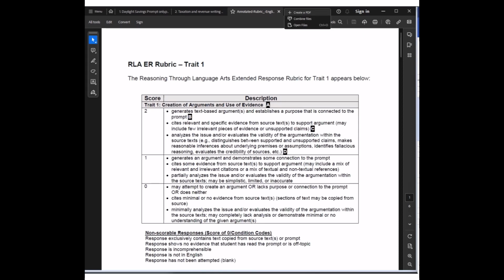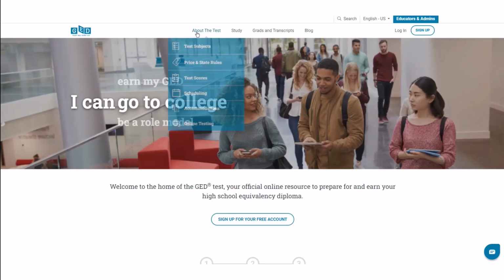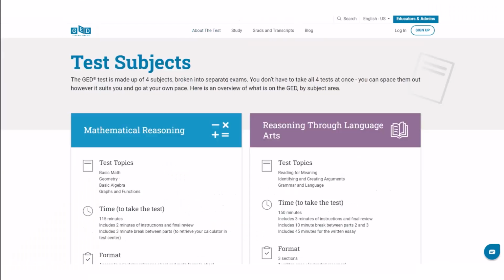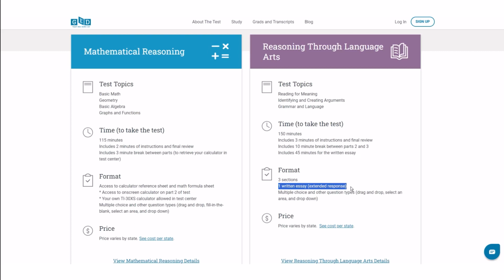In this video, we will be reviewing the rubric for the Reasoning Through Language Arts exam. The rubric can help you better understand what is needed from you to score as many points as possible on this section of the exam. Remember, this section is 45 minutes and requires you to type your response.